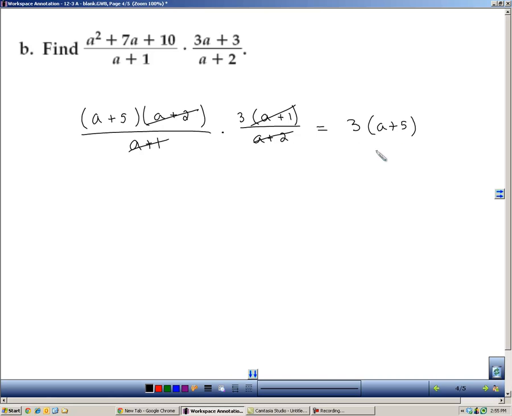Now that's a fine answer. The other thing I could do is distribute the 3 and make it 3a plus 15. Either one of these answers is acceptable.